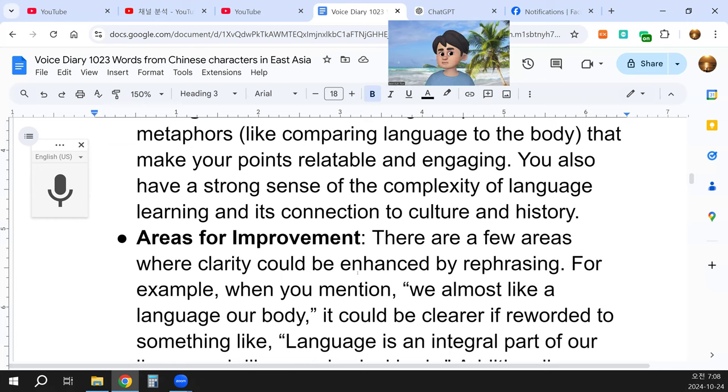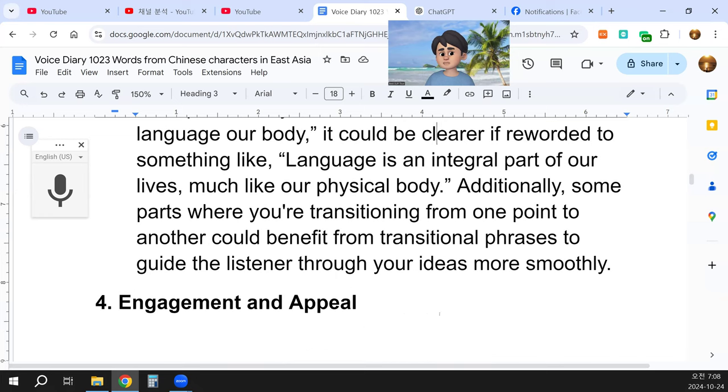Areas for improvement. There are a few areas where clarity could be enhanced by rephrasing. For example, when you mention we almost like language our body, it could be clearer if reworded to something like: language is an integral part of our lives, much like our physical body. Additionally, in some places where you are transitioning from one point to another, transitional phrases could guide the listener through the ideas more smoothly.